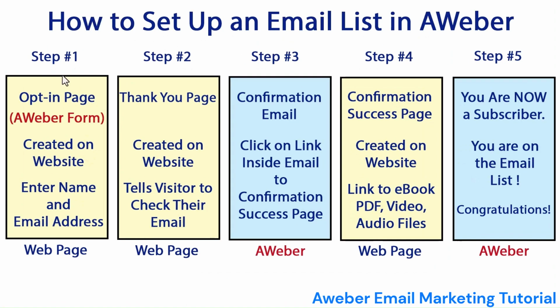So what we've done is we've created the opt-in page. We have not put the opt-in form in it yet, but we've created that page on WordPress. We've created the thank you page, step 2. We've created the confirmation success or download page, which is step 4. Now we need to complete step 3, which is create the list, which will in turn allow us to create the confirmation email and the opt-in form that we'll put there. Okay, so let's get started on that.